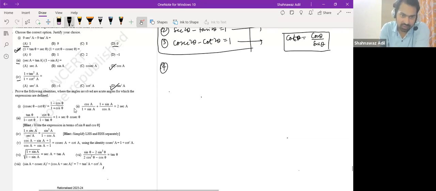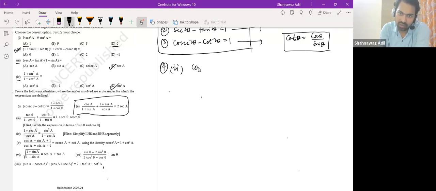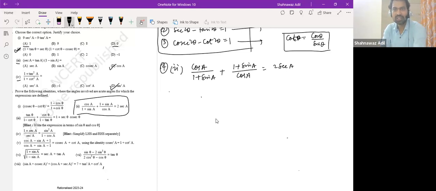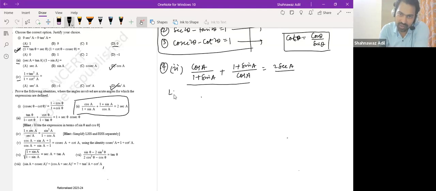This second one, right? So we have cos A over 1 plus sine A, and 1 plus sine A over cos A, and 2 sin. So you can see that this is simplified, right? So we can only simplify this one. So let us take the LHS.